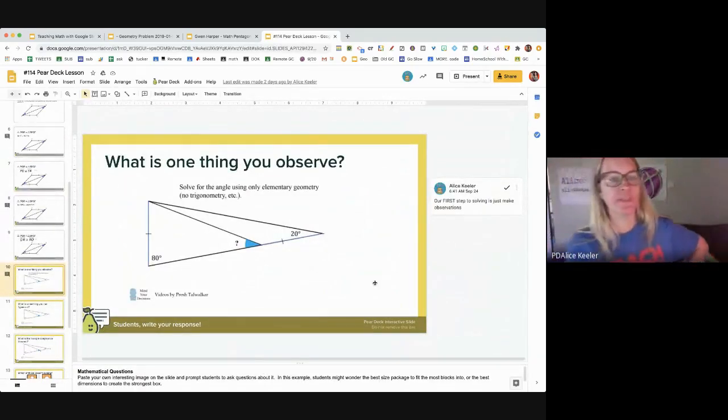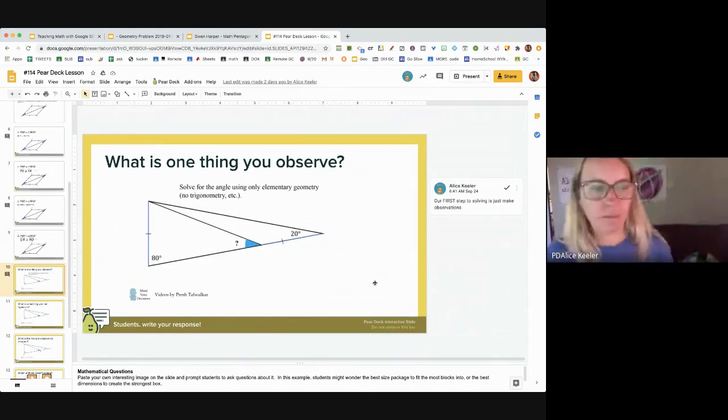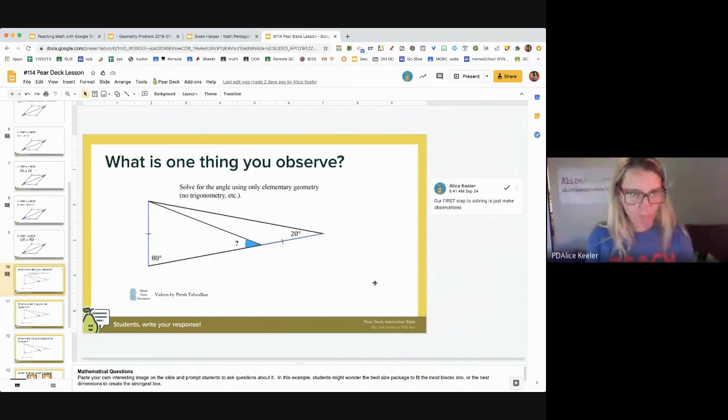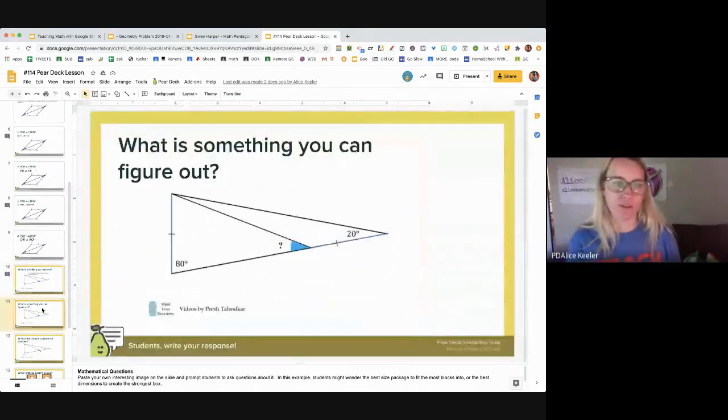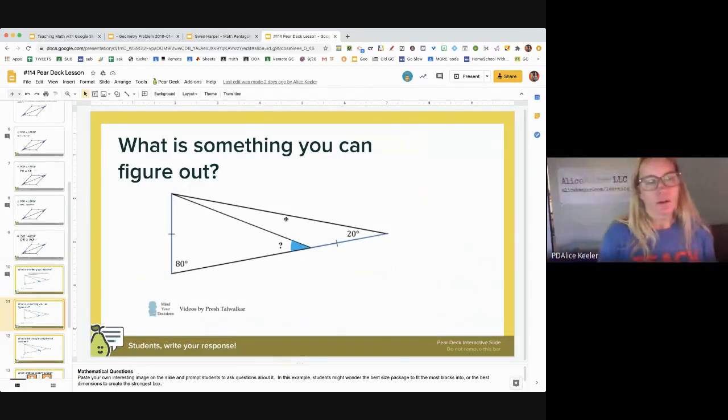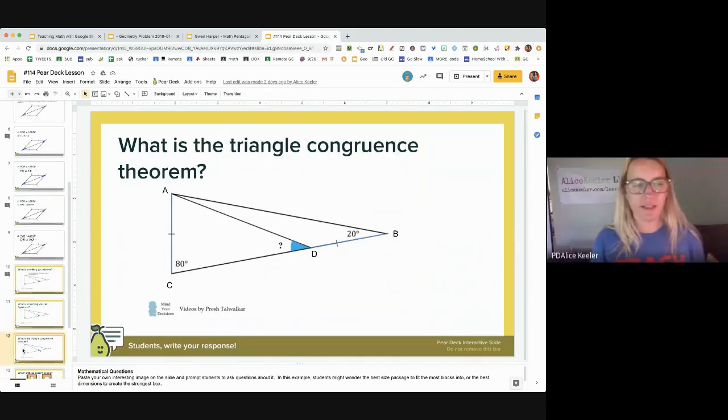So I asked them, what's one thing you observe? And I'm looking for there's 2 triangles. There's black lines. Some of the sides are marked the same. And then I prompt them, what's one thing you can figure out? So a lot of the students figured out that in this big triangle, they could get this angle up here. So then I asked them, well, are the 2 triangles congruent?